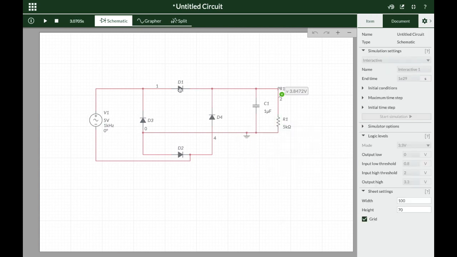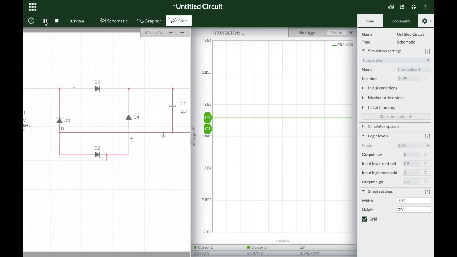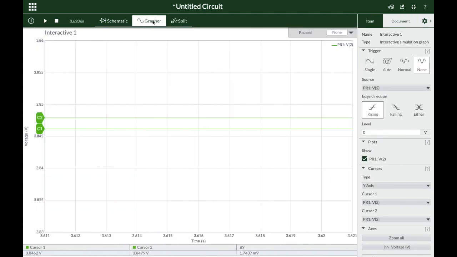So I've taken RL as 5 kilo ohms. We'll again run the simulation and come back to grapher mode. Can you see the output anywhere? No. Why? Because we have selected a very small range of the voltage that you can observe on the y-axis. It is from 3.83 to 3.86, and the actual voltage must be going beyond this level.